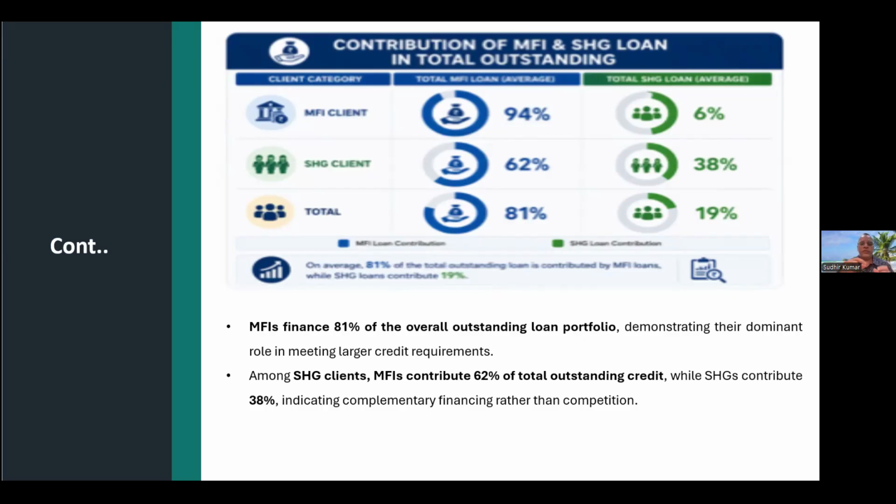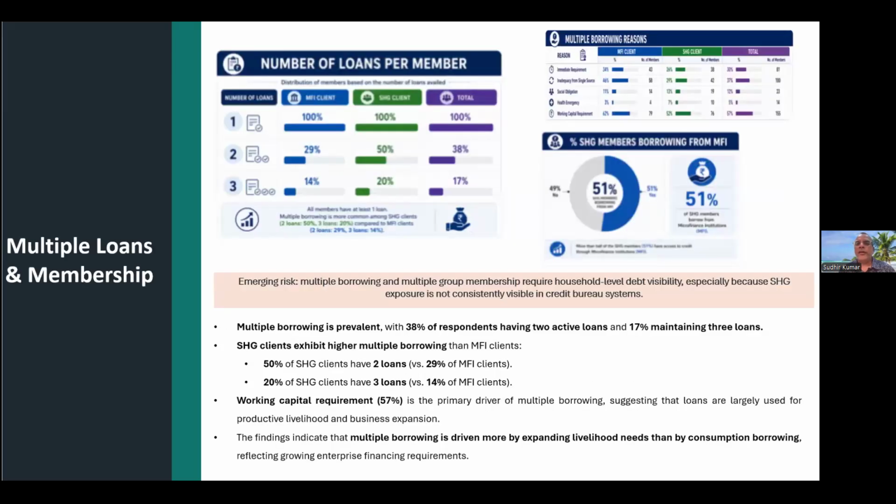So now there is a distinction which I wanted to draw. In the total outstanding, 81% is MFI, only 19% is SHG. Does it mean that all the 501 are having overlap? No, Krishna ji, next slide. Here you see the overlap. You are saying this is the overlap, sir. 51% of SHG members have taken loan from MFIs.